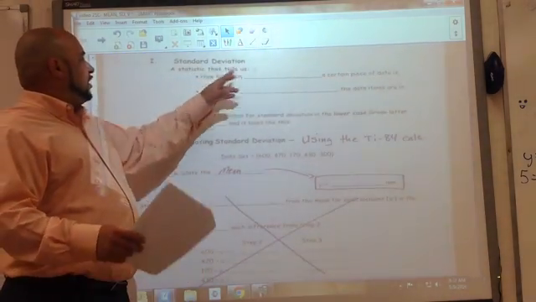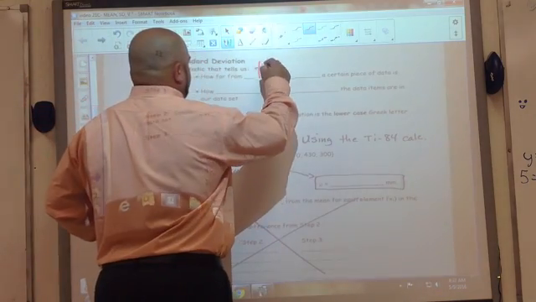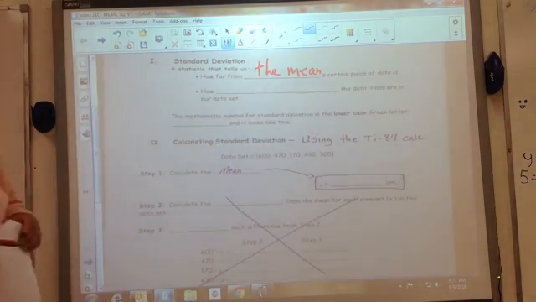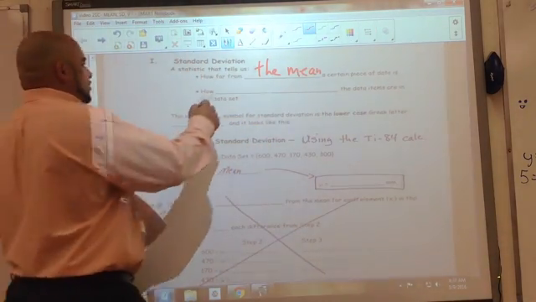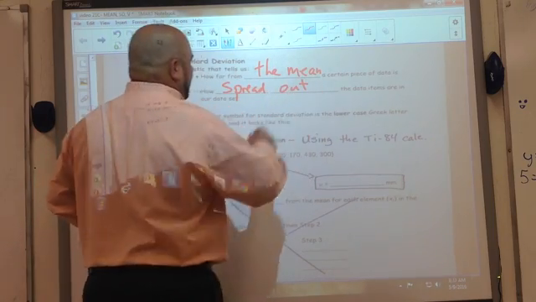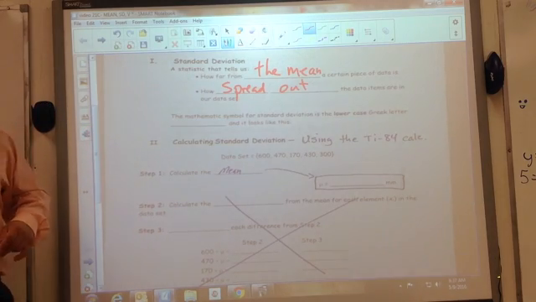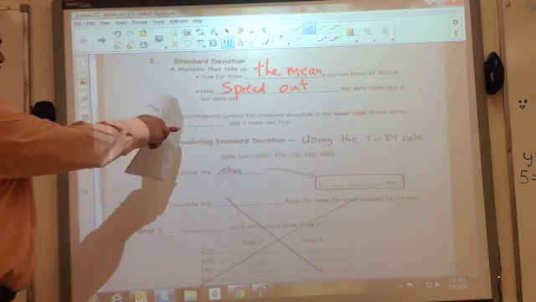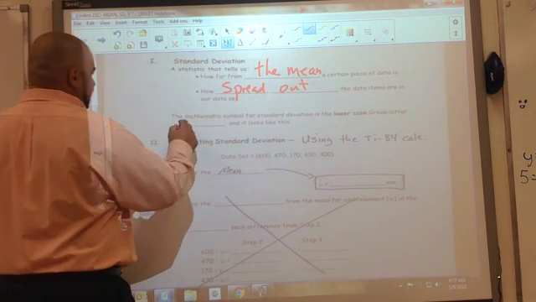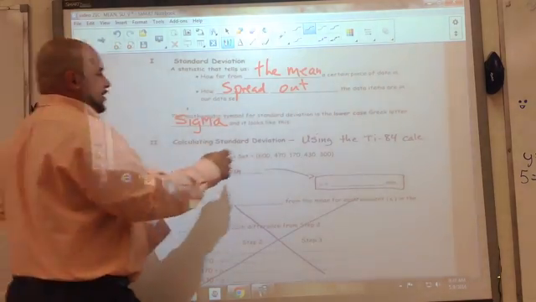A statistic that tells us how far from the mean, so here you put the mean, a certain piece of data is. It also tells us how spread out the data items are in our data set. So you should be filling this in on page 6 of your notes. The mathematical symbol for standard deviation is the lowercase Greek letter sigma, and it looks like this.